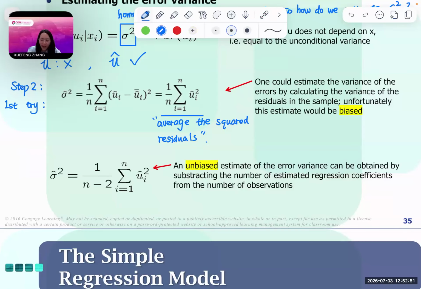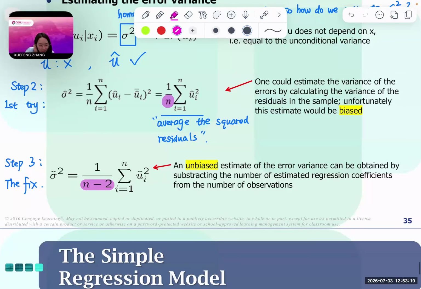That's why we have our next step. Step 3, which is the fix. Instead of dividing by n, we divide by n minus 2. Here it's the same, just different denominators. At this step, we divide by n, but at this step, we divide by n minus 2.